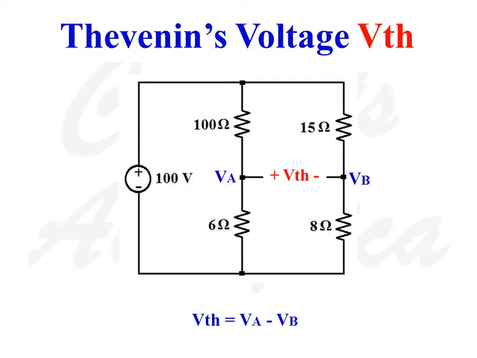Thevenin's voltage VTH. The open circuit voltage of the circuit VTH can be written as VA minus VB. So to find VTH, we have to find VA and VB.